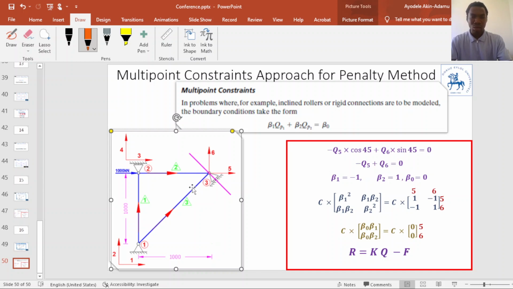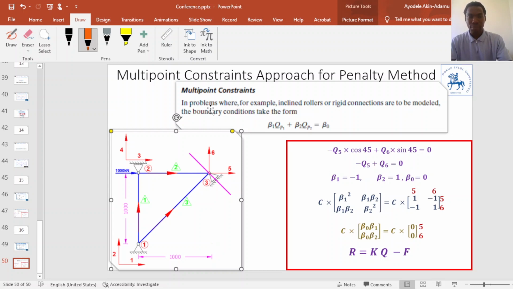But because we have a roller support here, when we are determining our global stiffness matrix, we need to modify it, due to this inclined roller support. In my previous video, on one-dimensional problems, I introduced a concept called the multi-point constraint model. That's what we're going to use to define this inclined roller support for our global stiffness matrix.